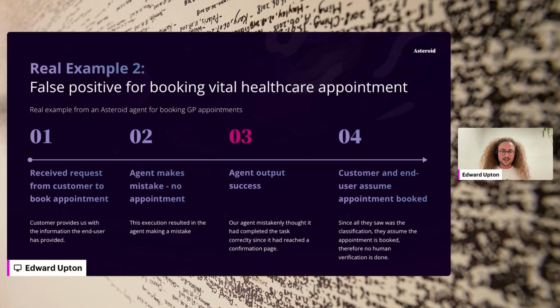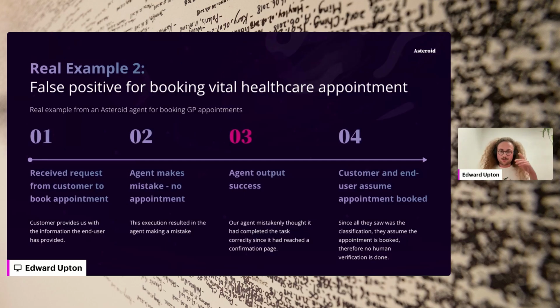The second example was one at Asteroid, where we had an agent that was booking healthcare appointments. And again, this is a very sensitive topic. We received a request from a customer to book an appointment on behalf of a user. The agent starts running, it starts filling in the form. However, at some point, it went down a branch that meant that it incorrectly didn't go to book an appointment when the input data suggests that it should have booked the appointment. But because it still reached what we deemed at the time as a successful state at the end, the agent outputs success.